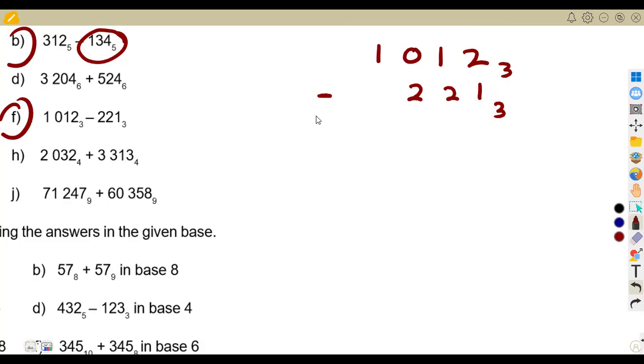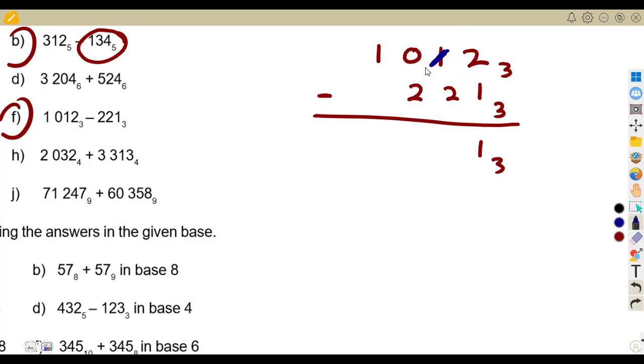All right, let's subtract. So the first part, that's 2 minus 1. Is it possible? 2 minus 1 is possible. That's 2 minus 1, it's a 1. We are in the base of what? In the base of 3. All right, we move on. 1 minus 2. It's impossible for us to subtract. So what are we going to do?